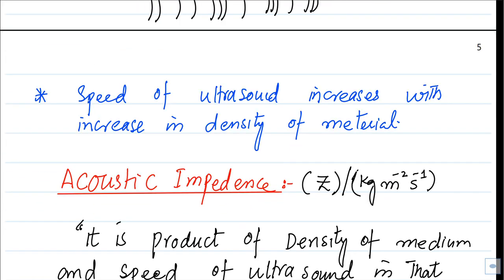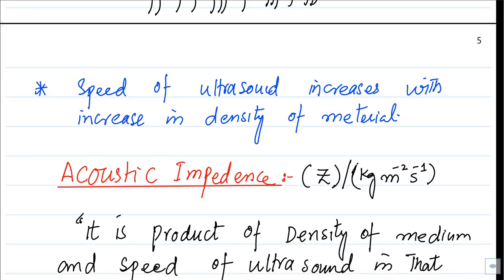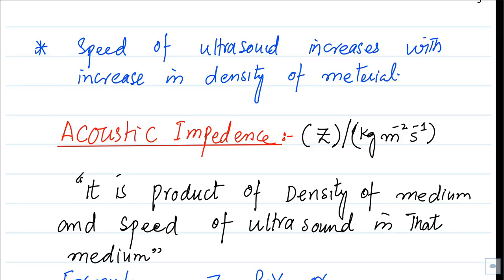So here, the speed of the ultrasound, as with the speed of sound, increases with increase in the density of the material. As you know, all the longitudinal waves, their speed increases when you move the sound or longitudinal wave from air to liquid, and from liquid to solids. Okay. So solids means these materials in which we are going to perform ultrasound.